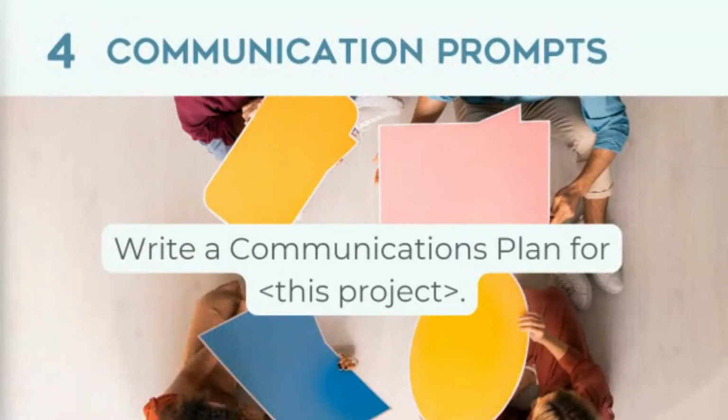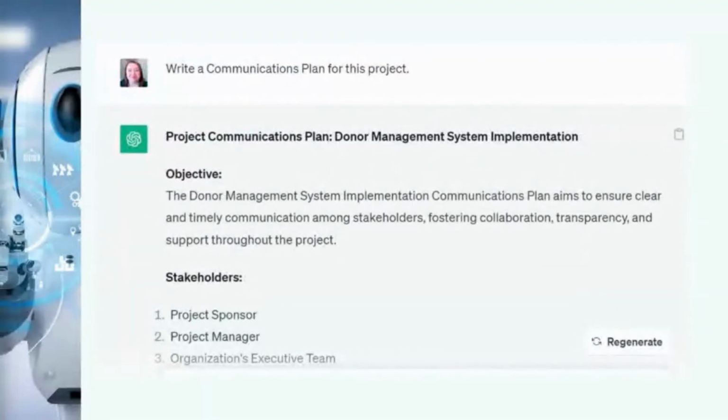So we can prompt ChatGPT to write a communications plan for whatever our project is. And so when I did that and asked it for a communications plan for this project, it got me a pretty good communications plan. It had a stakeholder list, a bunch of different communication channels, a planned timeline. It listed some responsibilities and some additional information.